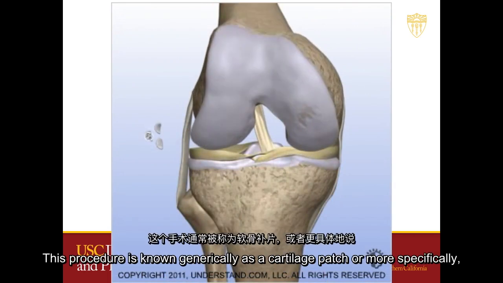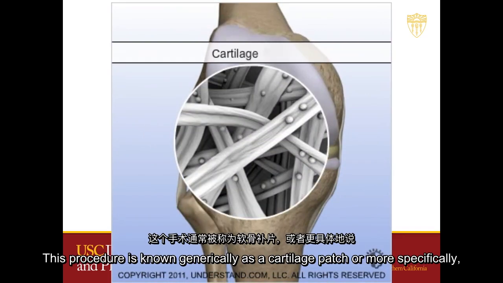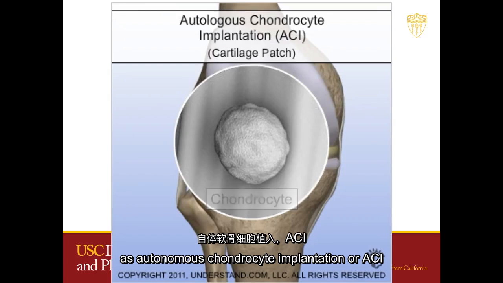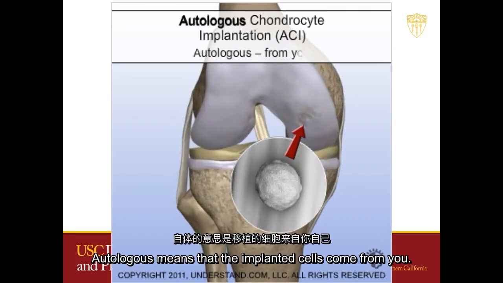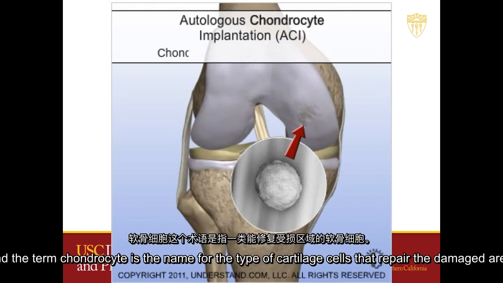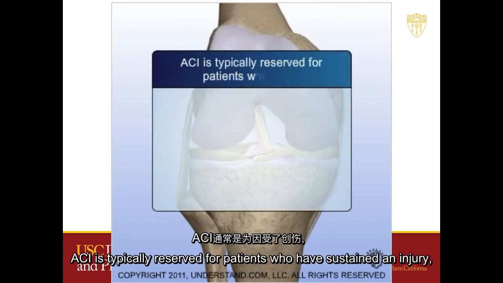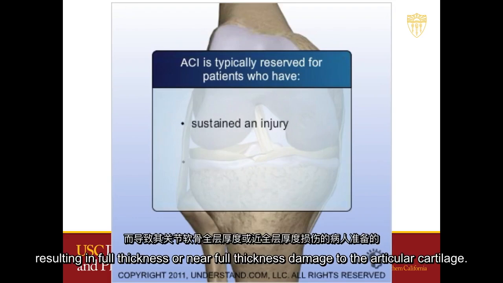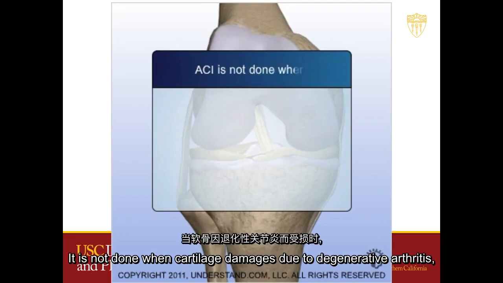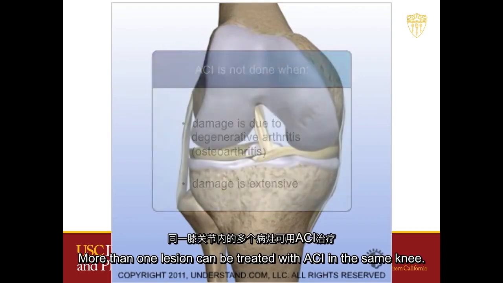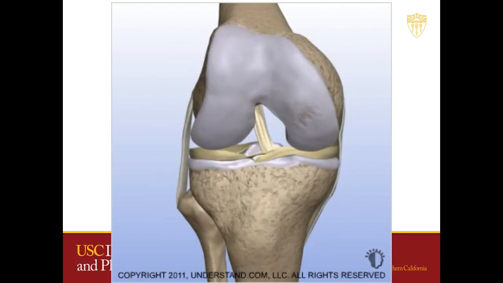In certain situations, a treatment in which your own cells are implanted to repair articular cartilage damage can be performed. This procedure is known generically as a cartilage patch, or more specifically as autologous chondrocyte implantation, or ACI. Autologous means that the implanted cells come from you, and the term chondrocyte is the name for the type of cartilage cells that repair the damaged area, known as a lesion. ACI is typically reserved for patients who have sustained an injury resulting in full thickness or near full thickness damage to the articular cartilage. It is not done when cartilage damage is due to degenerative arthritis or when damage is extensive. More than one lesion can be treated with ACI in the same knee.